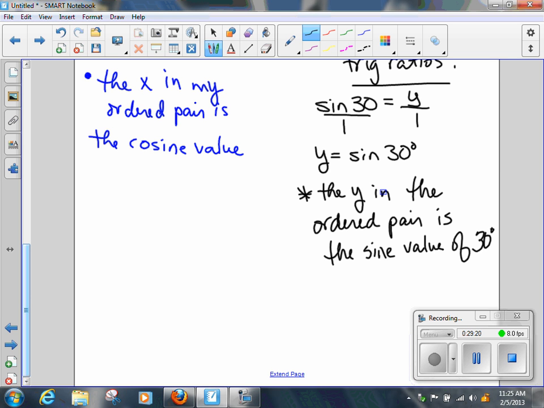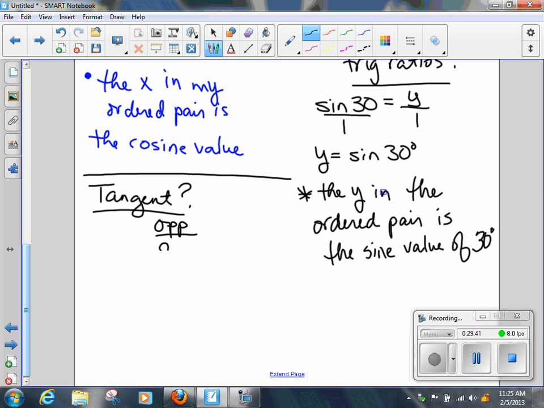Sine, cosine. We got one more. We got tangent. Some old horse called a horse taking oats away. What are we going to focus on? Oats away. What's that focus on? Opposite over adjacent. Okay? Tangent is equal to opposite over adjacent.